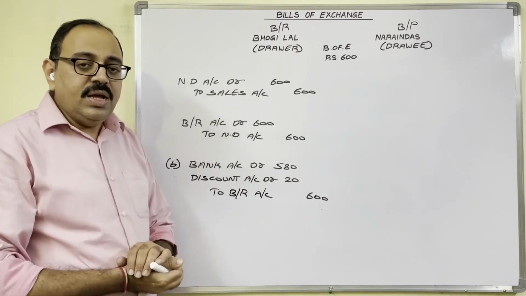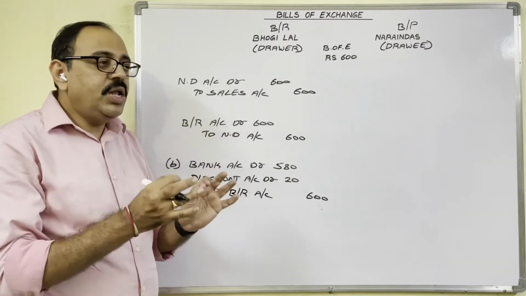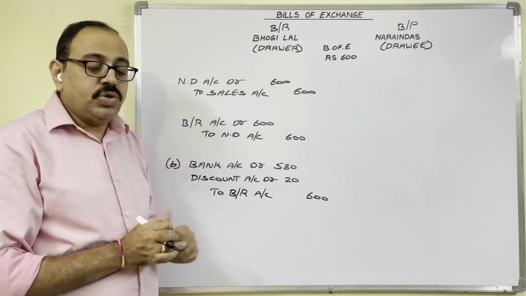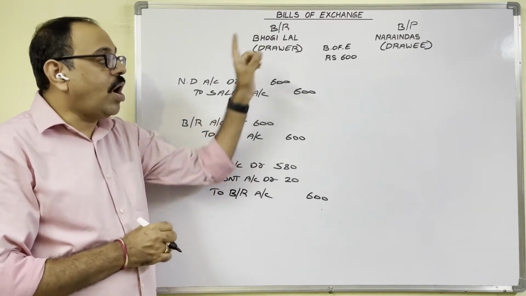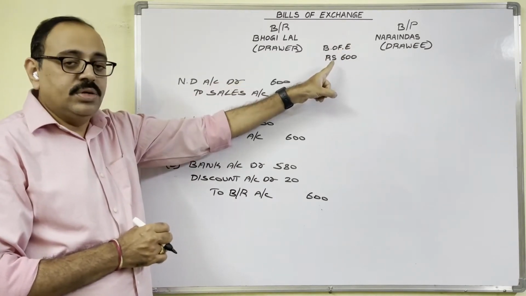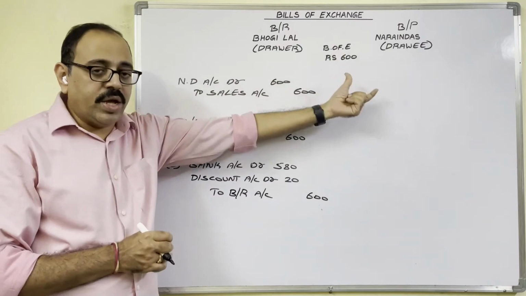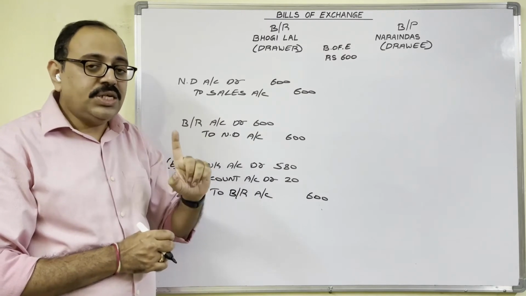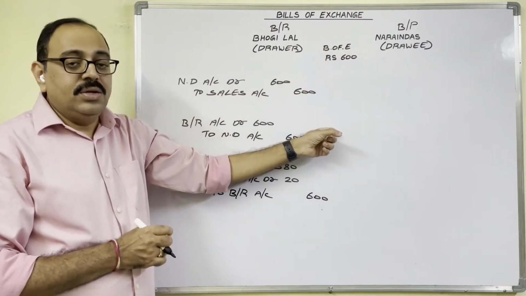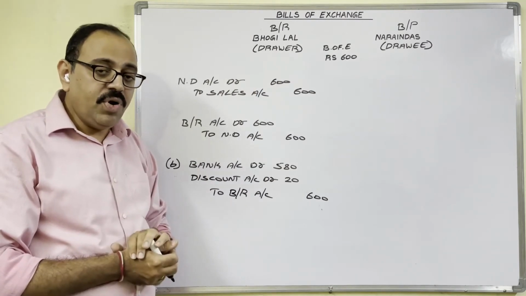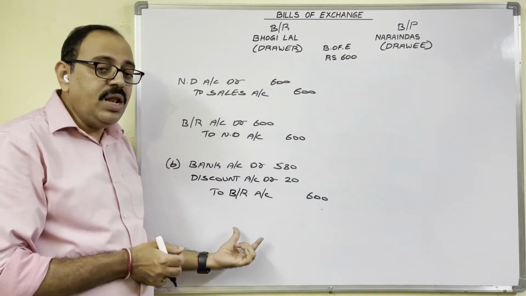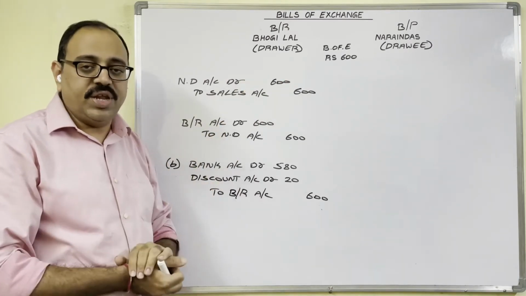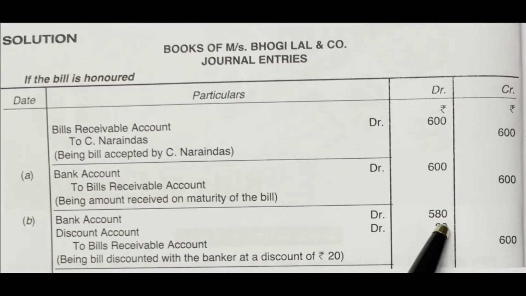Then on the due date, what happened? The question is giving that this is the honor model. So the bill is not dishonored, the bill is honored. In all these four cases, our assumption is that on the due date, the drawee paid this amount. The bank presented this bill and the drawee paid money to the bank. So the transaction is between the drawee and the bank. So the drawer is not affected here. Therefore, on the due date, for honor of the bill, in the drawer's books we need not write any entry.